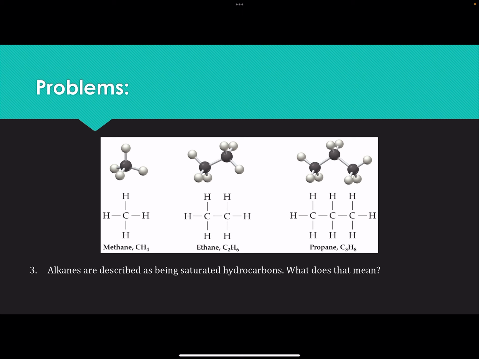If we think about that word, you should be familiar with the word saturated. What does saturated typically mean? When we talk about saturated, you may remember from solutions, saturated meant it was full of solute, it had the maximum amount of solute. Oftentimes, if we describe something as being saturated, it's full, it can't contain any more. That same terminology applies here. If we describe an alkane as being saturated, it's full. Specifically, we're talking about full of hydrogen.